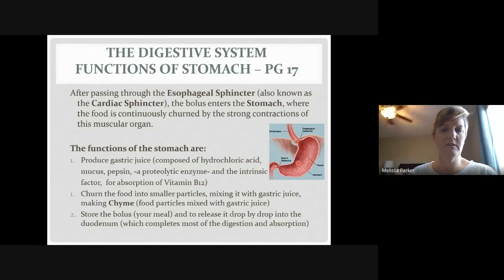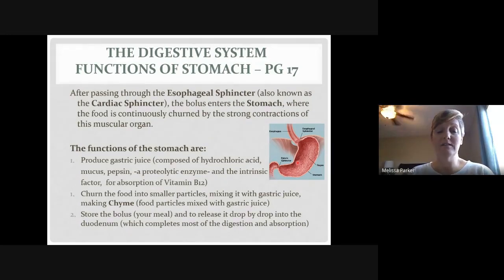So the functions of the stomach are to produce gastric juice, so it has hydrochloric acid, also mucus. The mucosal lining inside the gut has to have mucus to protect itself against the hydrochloric acid, otherwise it would start digesting itself. And then it has pepsin, which is a proteolytic enzyme, so it helps to break down protein. Well, our stomach is protein, right? It's made out of protein. So that's another reason why we have to have mucus. Otherwise, the pepsin would start digesting our own stomach.